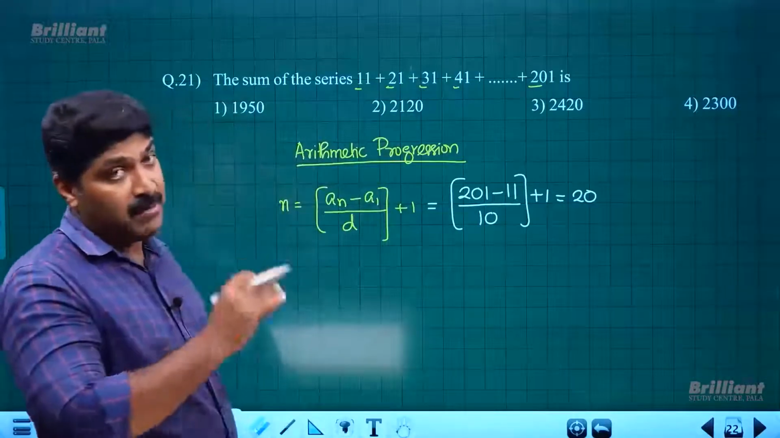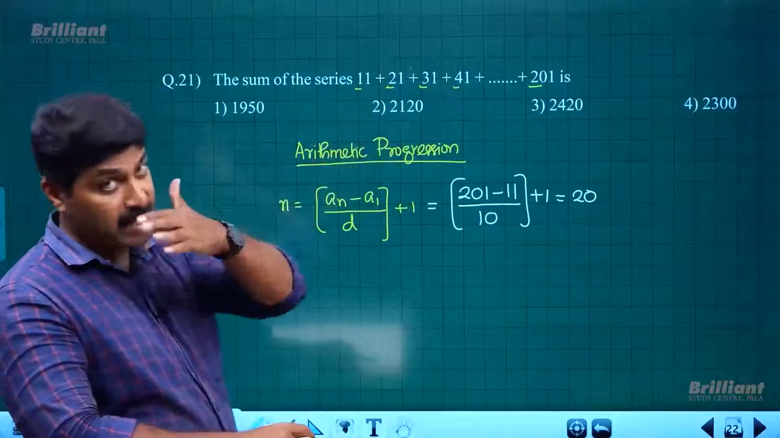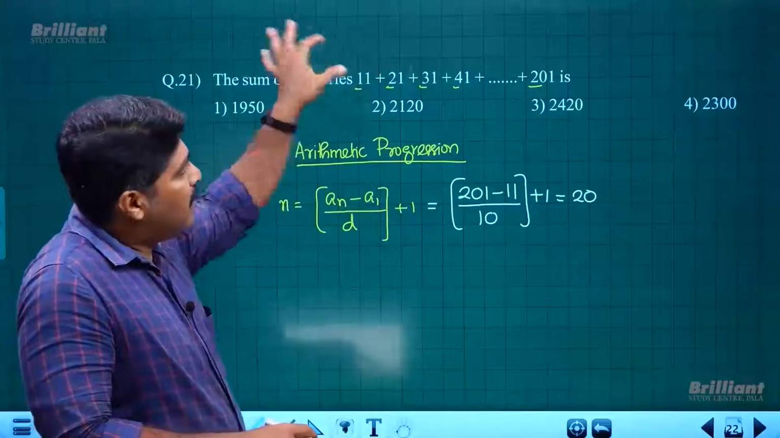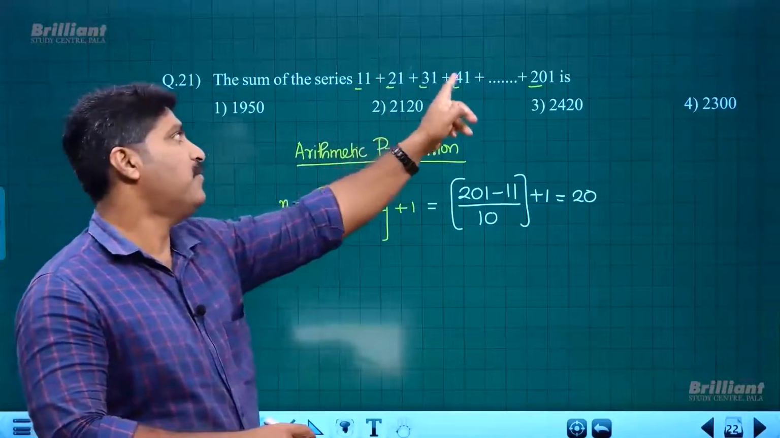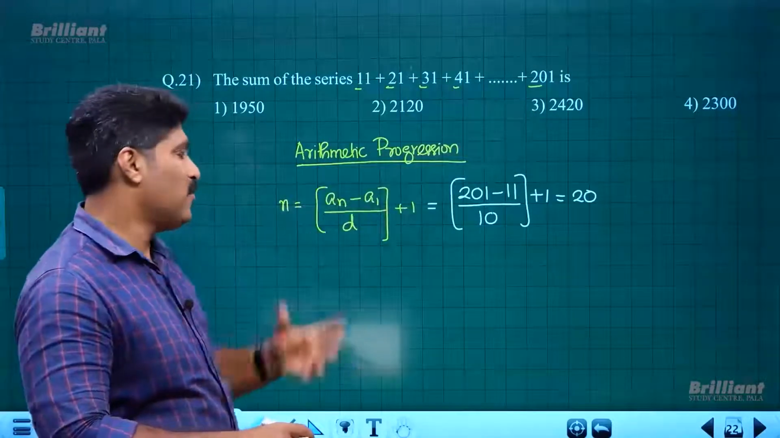That's a very important understanding. Logically, you can catch how many numbers there are. You only have to consider, except the unit digit, the rest of the part. This is 1, 2, 3, 4, etc., up to 20. So there are 20 observations.